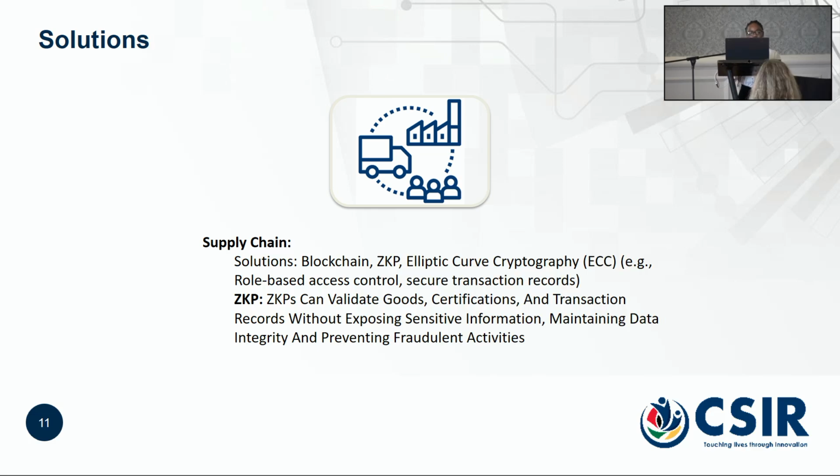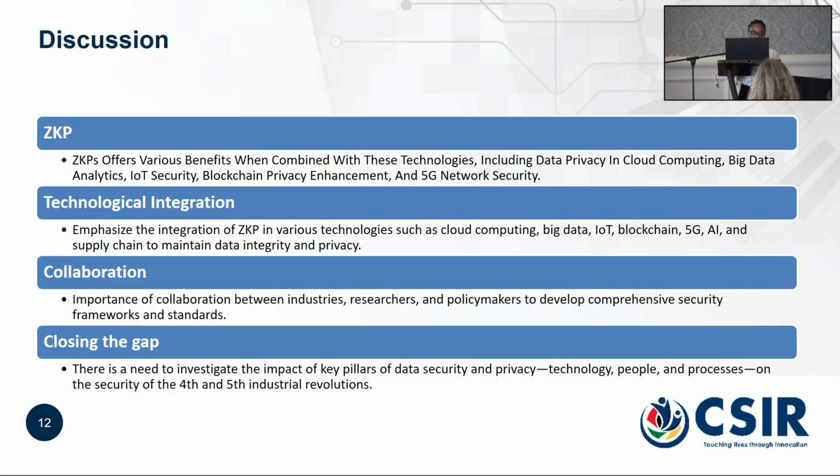And lastly, in supply chain, we recommend blockchain, ZKP, and ECC, elliptic curve cryptography, to help validate goods, certifications, and transaction records without exposing sensitive information, maintaining data integrity, and preventing fraudulent activities within the networks.